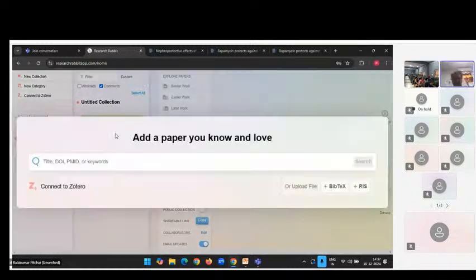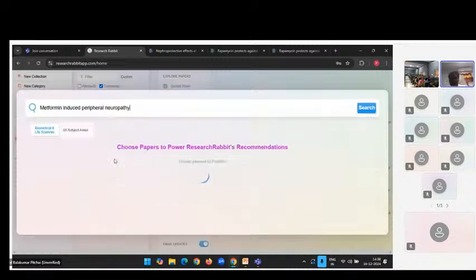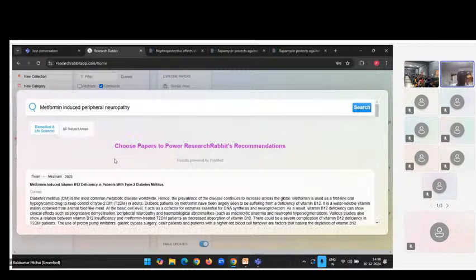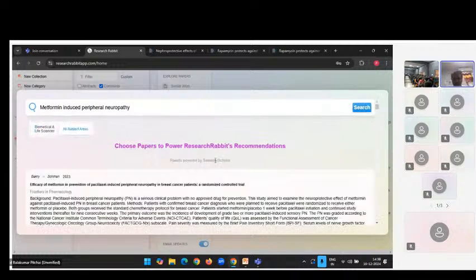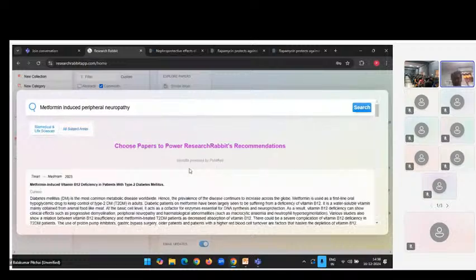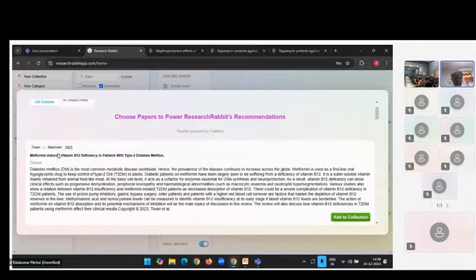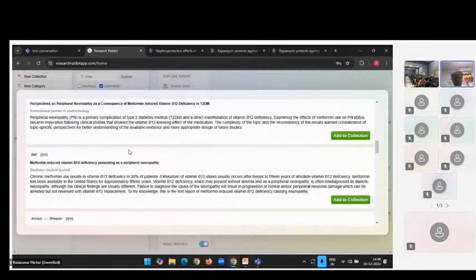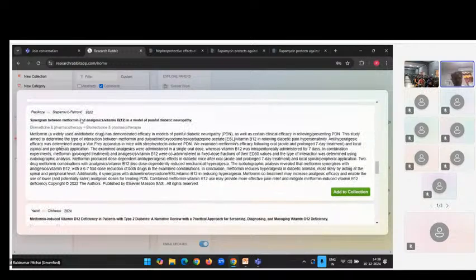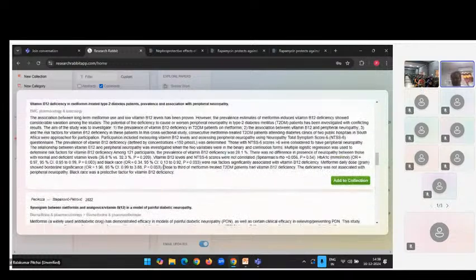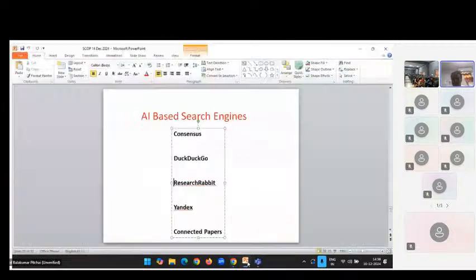Okay. So to get to a paper, just enter the keyword. Research Rabbit will open in two ways. One is biomedical life science, the other one is all subject area. The all subject area is powered by Semantic Scholar. Don't go for that one. Go for the biomedical one. That result will be retrieved only through PubMed. So these are all PubMed results. So you can enjoy Research Rabbit. It's a simple one.